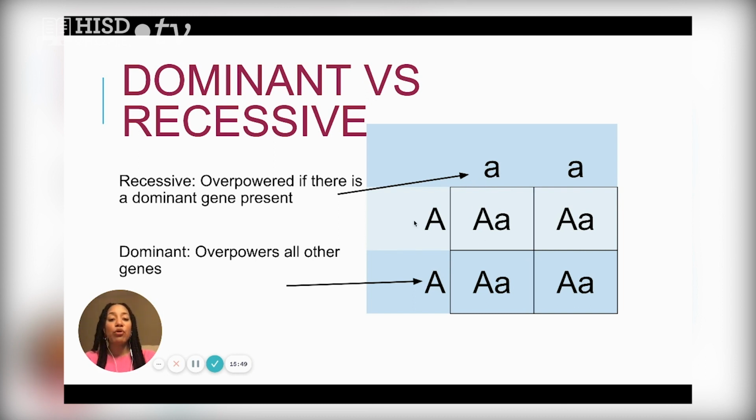For example, if the dominant gene represents blue eyes and the recessive gene represents brown eyes, when we combine a dominant A and a recessive a, this offspring will have blue eyes. It will have the gene of the dominant trait.